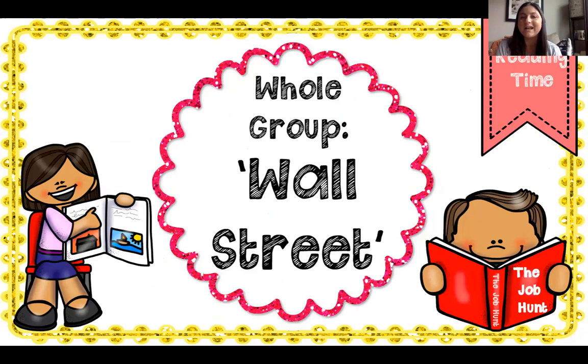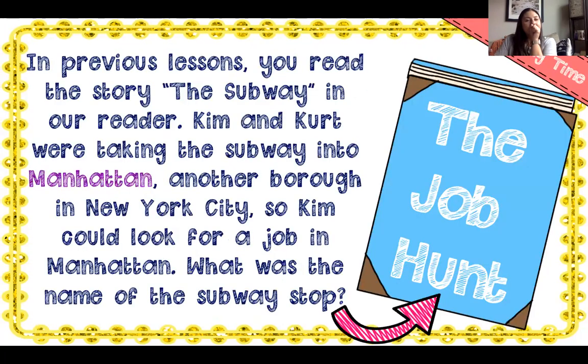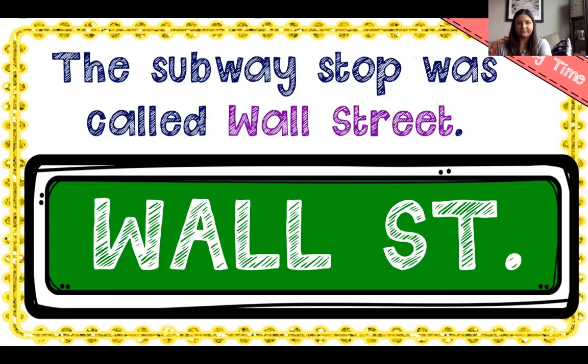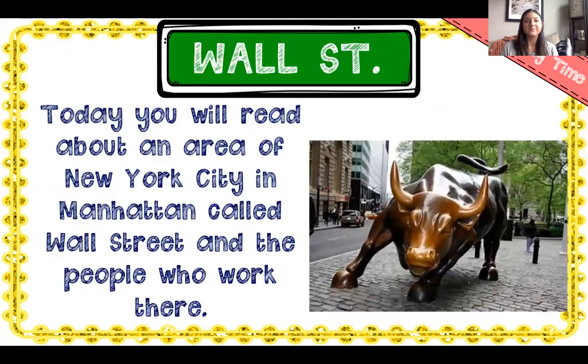We're going to be reading this story, Wall Street. In our previous lessons, you read the story, The Subway, in our readers, or I showed it on the screen and we did it on Google Classroom or Seesaw. Kim and Kurt were taking the subway into Manhattan. It's another borough in New York City, so Kim could look for a job in Manhattan. What was the name of the subway stop that they took? The subway stop was called Wall Street. That's where they were getting off.